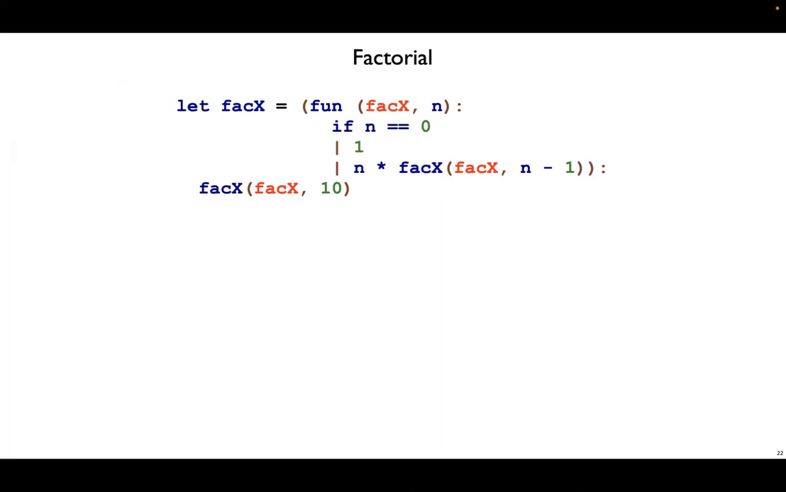There's just one issue with this, and that's the call that we have down at the bottom. This is not what we wanted to write. We would like to call factorial with 10. We don't want to have to call factorial with the function. But that's easy to fix.